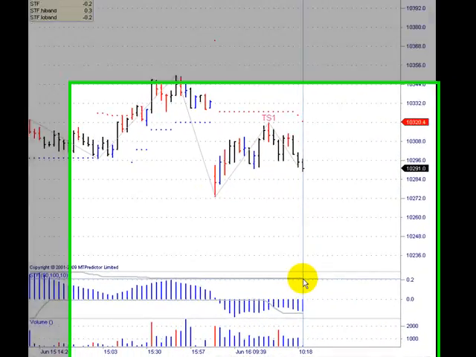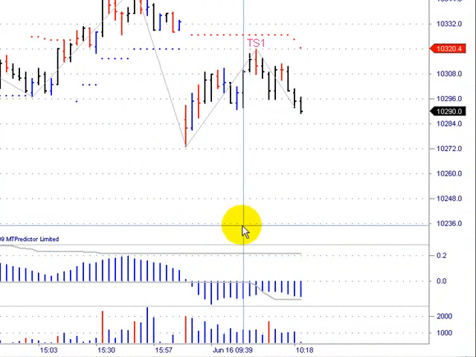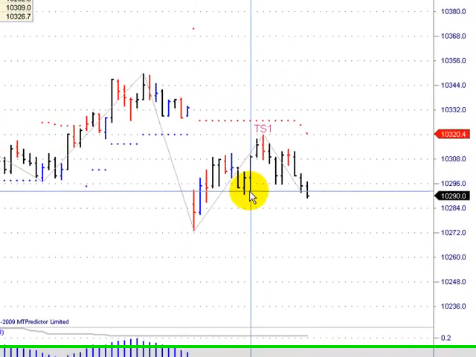This is an MTPredictor trading update. Just going to take a look at some things. Whatever sets up today, we'll take a look at and see if we can learn from some things.